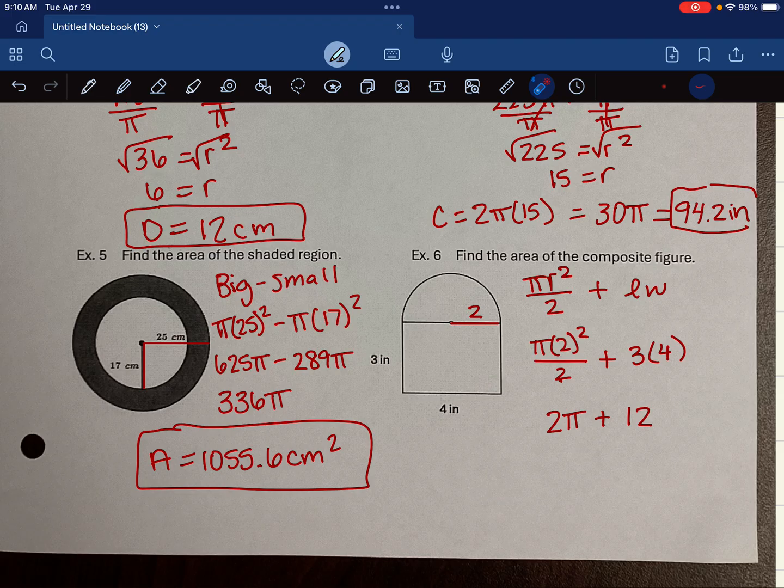How would I find my rounded answer? I would take 2 pi, hit equals, 6 point something, plus 12 to it. Just plus 12? Yep. 18.3. 18.3 square inches.